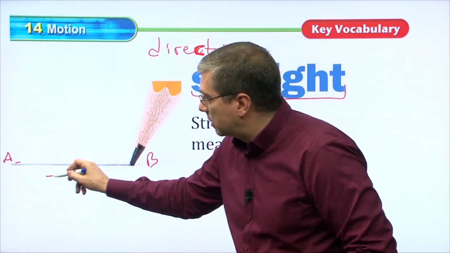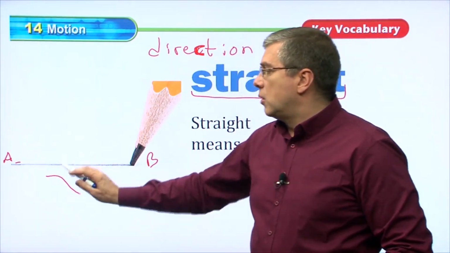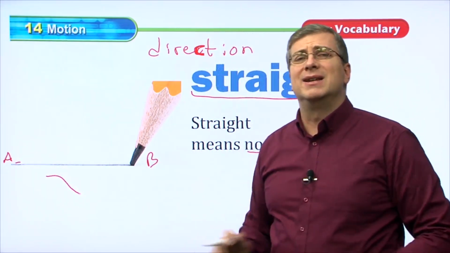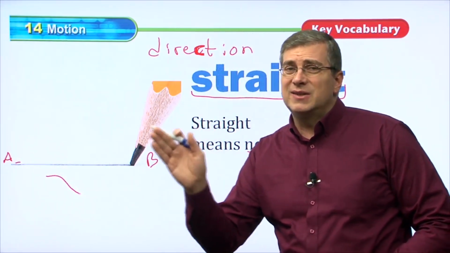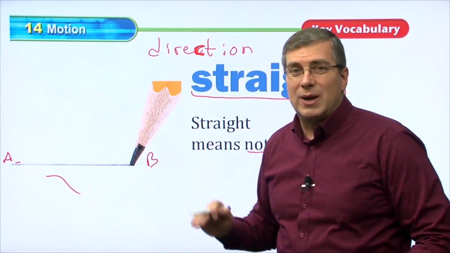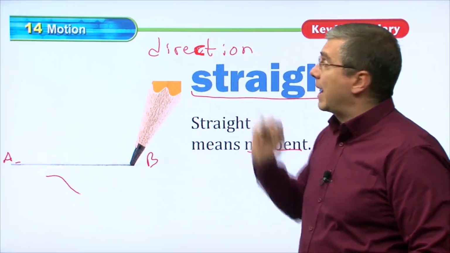Bent would be like, you know, this. That's bent, okay? That would be bent. There's no bend. It's straight, a straight line, not bent. There's no bend in the direction. The direction stays the same the whole time. There's no change in direction. It is going straight. That's the direction.